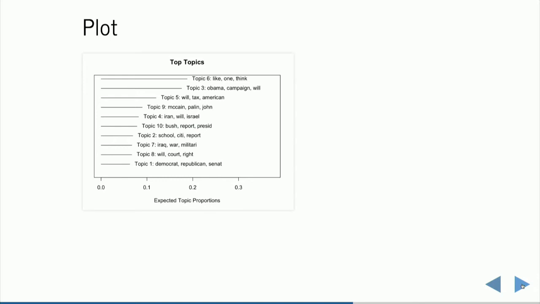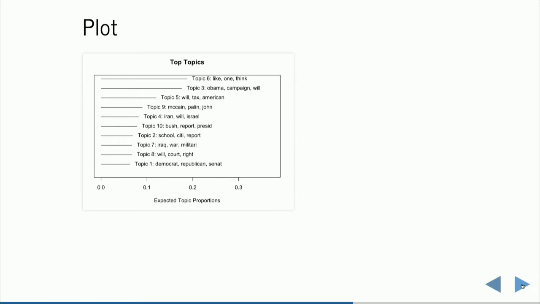This plot is kind of nice. It's simply topic proportions on the x-axis here, and then we have the different topics. This is the most prevalent topic. Again, one that doesn't make much sense, like one think. But this second one sure does: Obama campaign will, yes we will, or yes we can, right? Will tax American, McCain, Palin, John. Again, we have a mix of some that seem quite meaningful and others that maybe do not. A lot of these blog posts are about the presidential election and things like that. But this is a really neat way of looking at the prevalence of topics across the whole corpus.